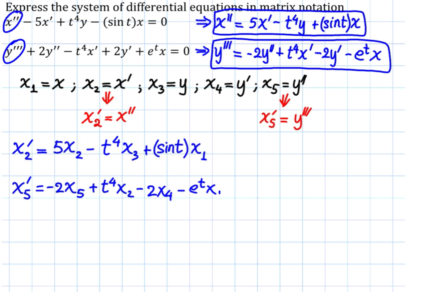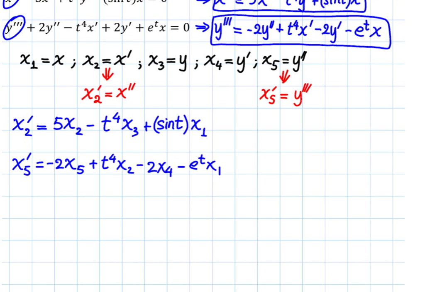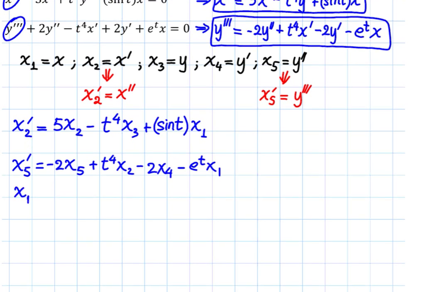Right, so we have x2 prime and x5 prime. And then you ask, what happened to x1 prime, x3 prime, and x4 prime? We can just manufacture those manually. So we can say x1 prime. What is that? Of course, x1 prime is just the derivative of x, which is x2. So we have the equation x1 prime is x2.